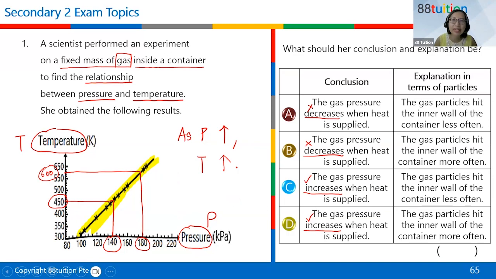How do you explain that when I heat up a gas, the temperature obviously will go up, and why is it that the pressure of the gas also goes up? Well done, Saron. Well done, Zenith. It's because the particles of the gas will hit the wall more often. There's a comparing word here, more often. So the answer is D.